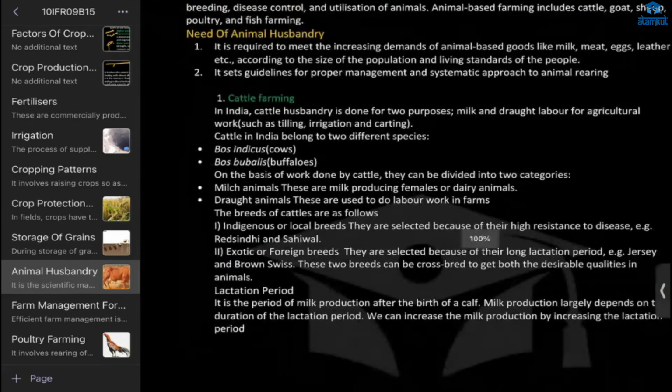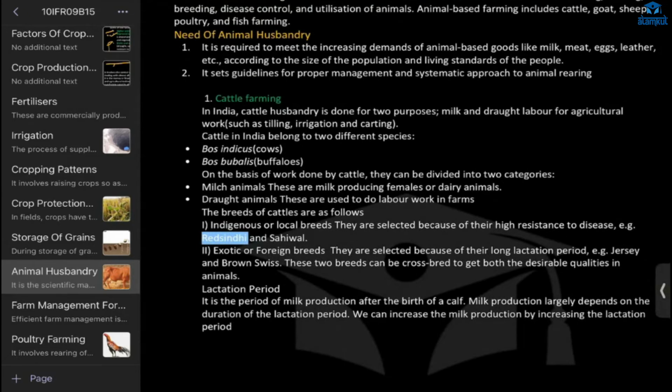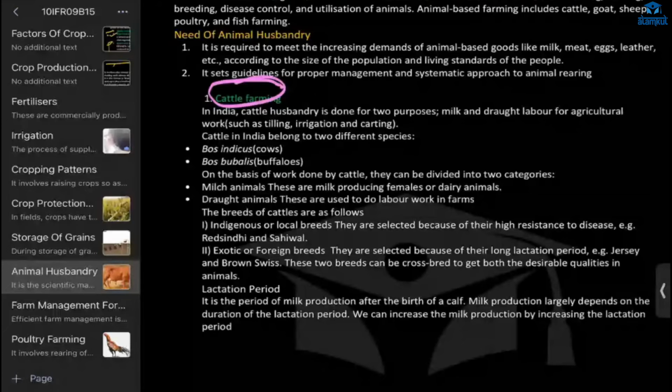Why do we need cattle farming? Ma'am, because they provide us with milk, leather, and for ploughing also. Ma'am, if the farmer doesn't have a tractor, and for tongas, ma'am, transportation. Yes, all these things.